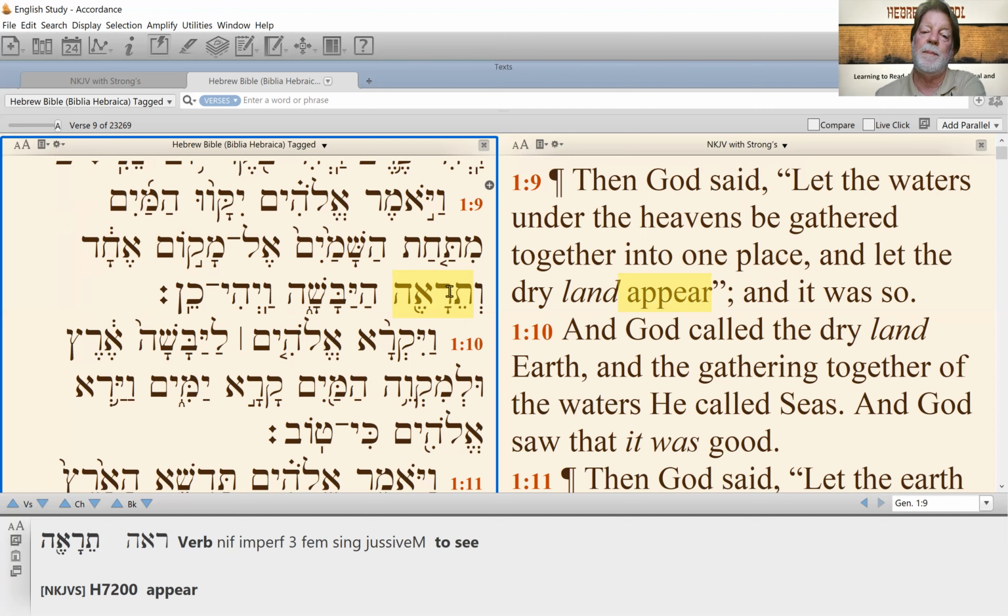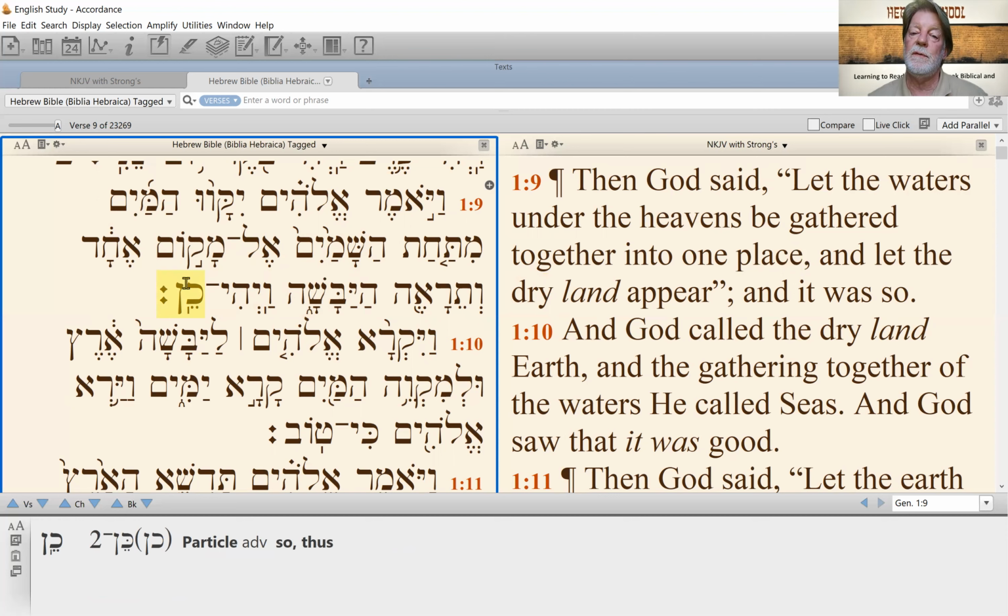V'tera'e, and appear. Hayavasha, the dry land. Vasha is the word for dry land. Vayehi, and it was so. So when God gathered the waters together, those that are underneath the rakia or under the heavens, into one place, then dry land appeared. So when he gathered the waters together, it allowed the waters on the surface of the earth to appear when the waters were gathered together.